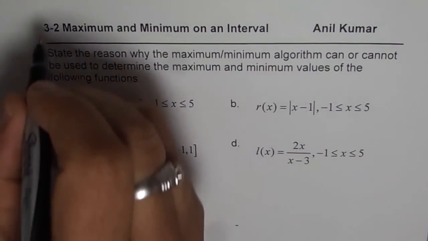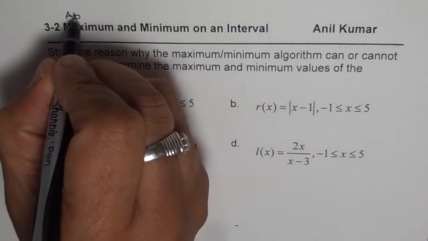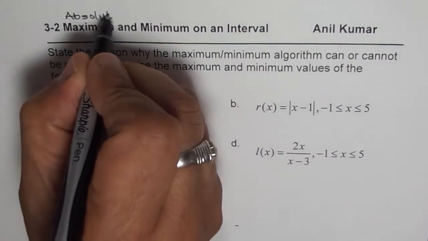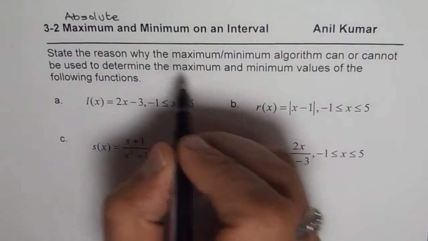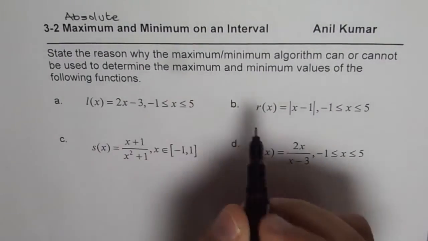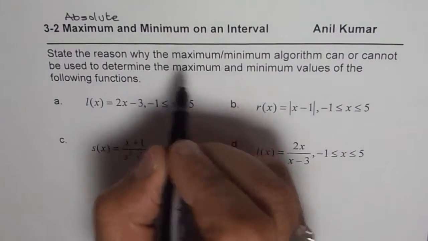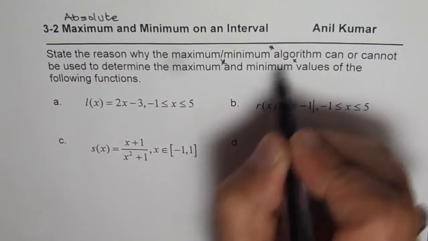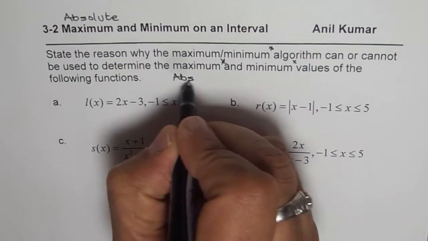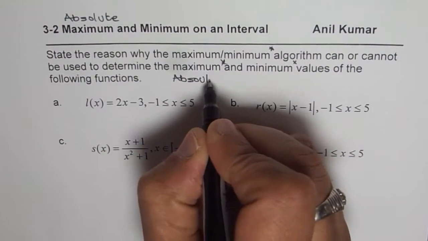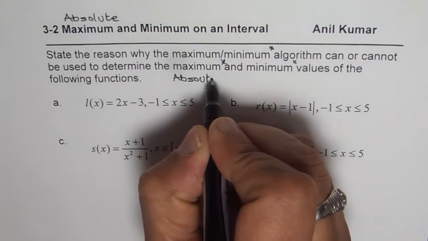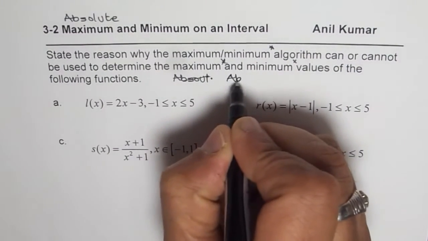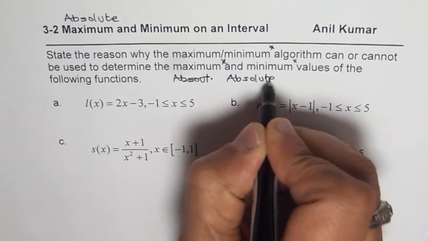So let me make a correction here. It should have been absolute maximum and minimum, which we are talking about at present. So qualify this maximum minimum by absolute. So sorry for this mistake.